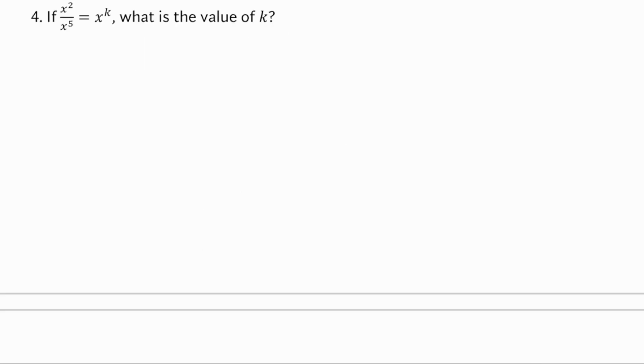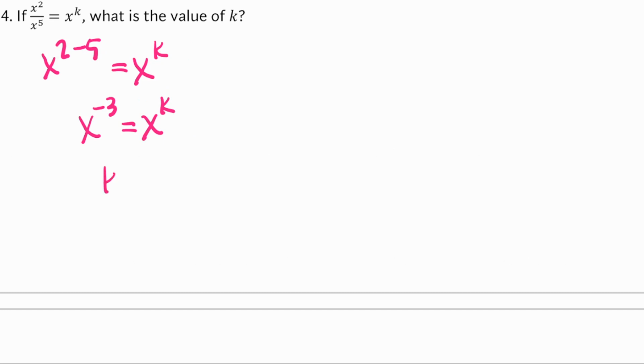Right, this next one, this is where we're going to set up a little algebra equation and solve it or something like that. This one doesn't look like it would be too hard. Okay, if we've got the same base and different exponents and we're dividing them, subtract the exponents. So that's x to the 2 minus 5 equals x to the k. So that's x to the negative 3 equals x to the k. And I think it's pretty self-evident at this point that that means that k needs to equal negative 3.